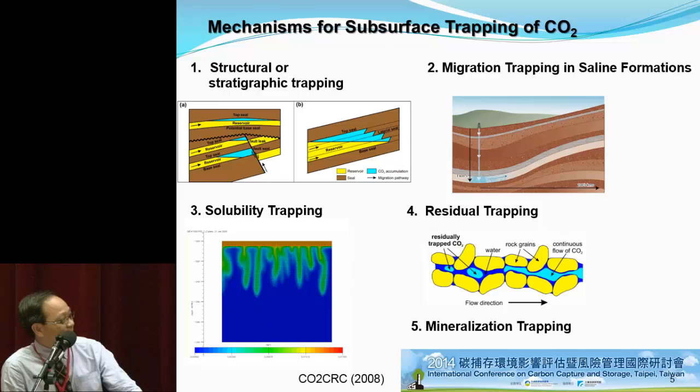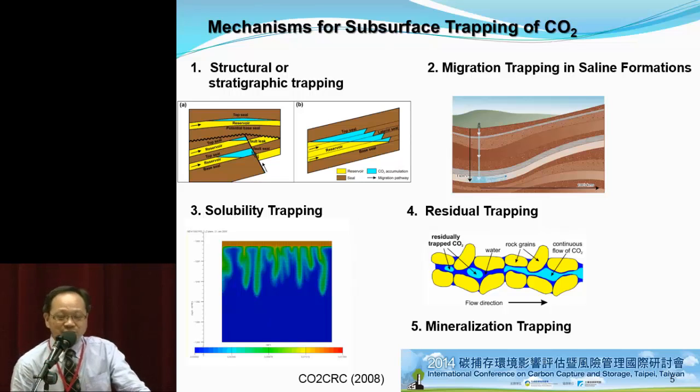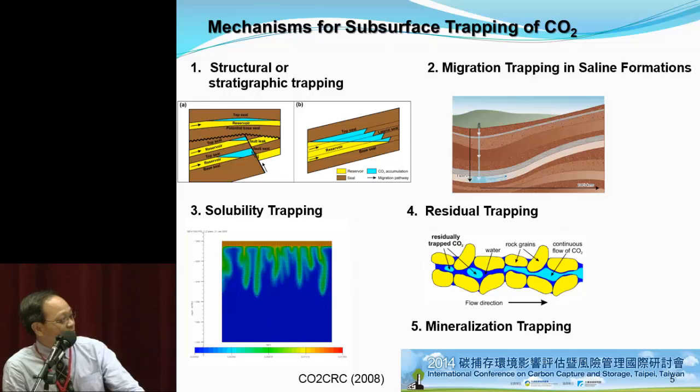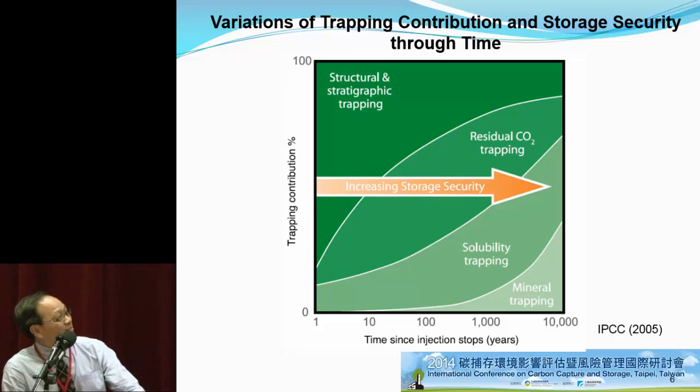And finally, because the CO2 is quite pure, mostly the CO2 will sometimes form minerals, like calcite. So in this case, we will have mineralization trapping. And sorry, this figure is from CO2CRC. We have many of our friends here. Very good pictures. Then, let's skip this one.